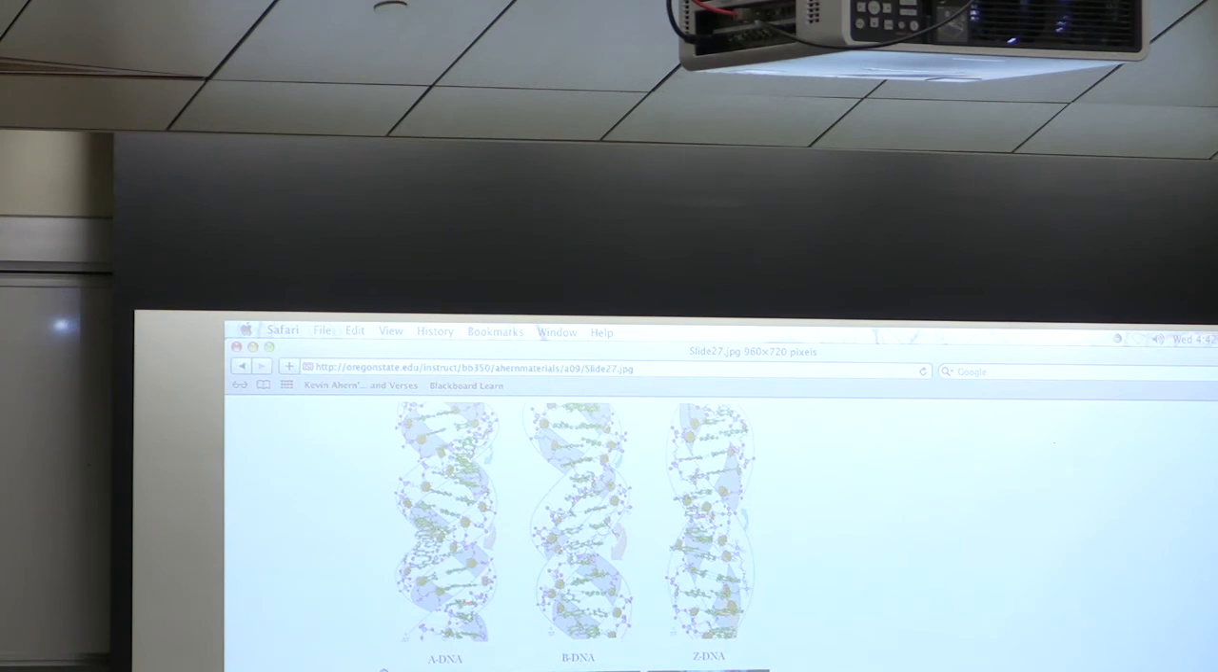Okay? Well, we now know that this A form, in fact, does occur inside of cells. And there's really two ways in which we see it. One is anything that involves double-stranded RNA, whether it's RNA to RNA or RNA to DNA, is in the A form, not in the B form. So wherever there's an RNA involved, we'll see A form structure.